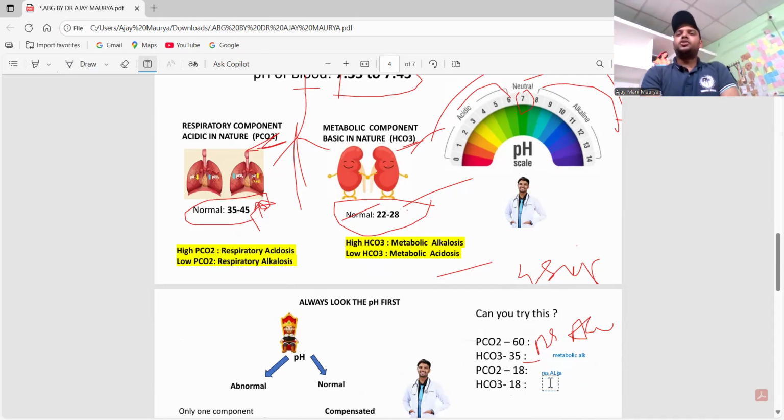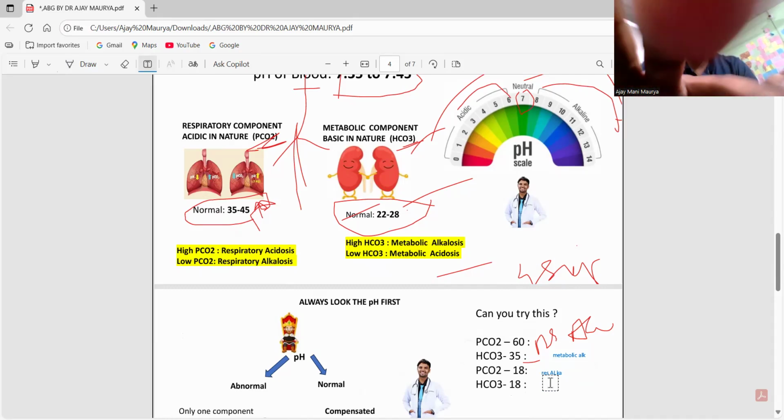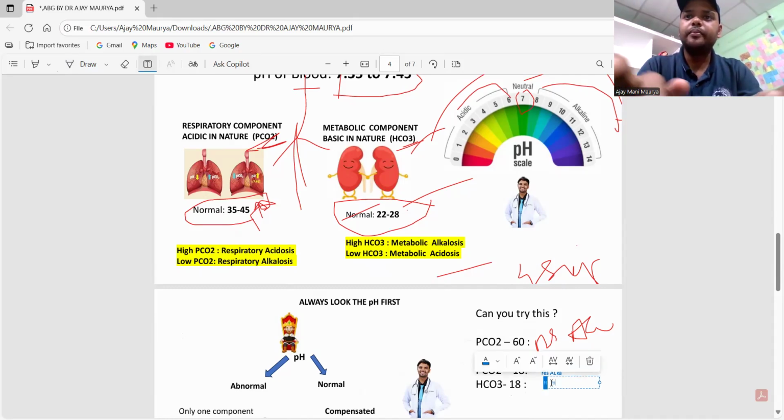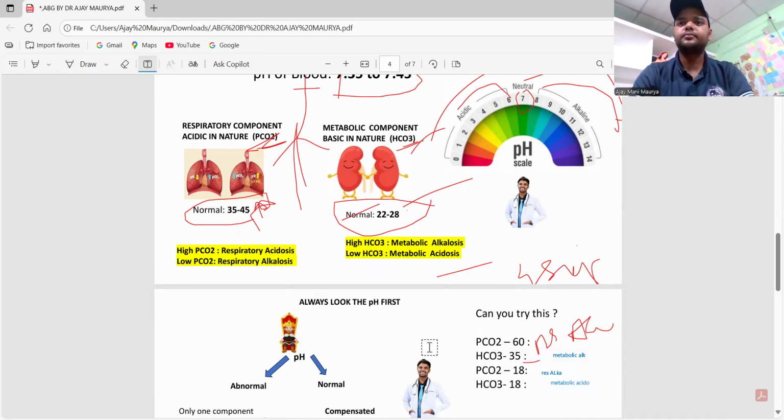Then coming here, HCO3 bicarb is 18. What is the normal value? 22 to 28. If there is less base, then it lands up in acidosis. What acidosis? Is bicarb respiratory or metabolic? It is metabolic. So it is metabolic acidosis. Okay, done. Are you okay?